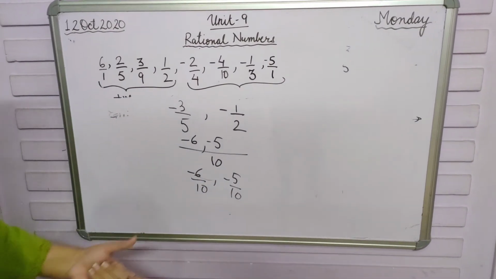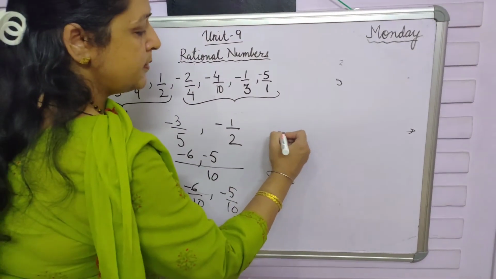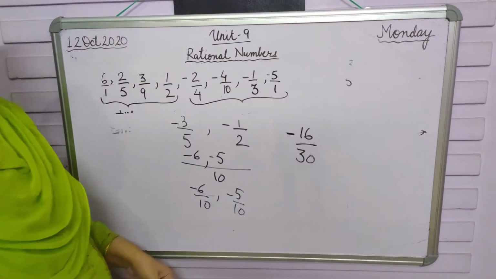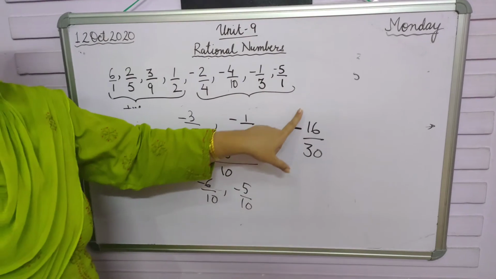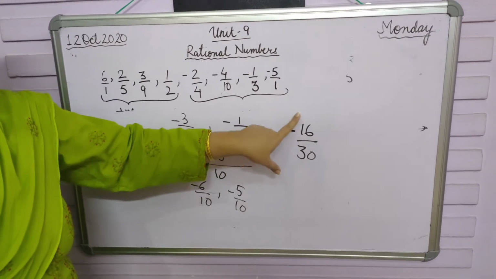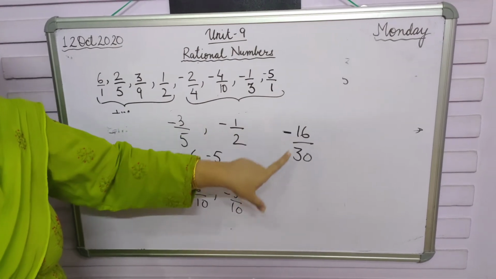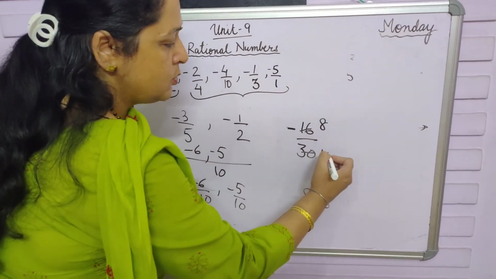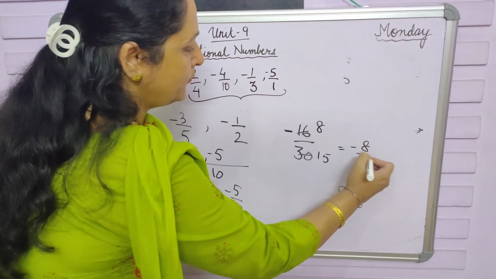Rational numbers can be converted into simplest form. How are they converted into simplest form? Suppose I have a number like minus 16 upon 30. We know that both numerator and denominator can be divided by 2. So let us divide them by 2. So it will be minus 8 upon 15.